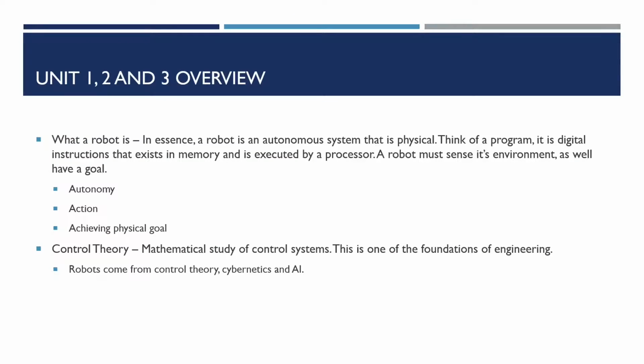So today we're going to be covering the unit overviews and exercises for this assignment. First thing I'd like to start off is defining a robot. Basically, in essence, a robot is an autonomous system that is physical. So this is different from AI or a program. It could be all of that, but mainly it's something that is acting by itself in the physical world. Basically, it needs to have three things: the autonomy, action, and it must also have a physical goal.